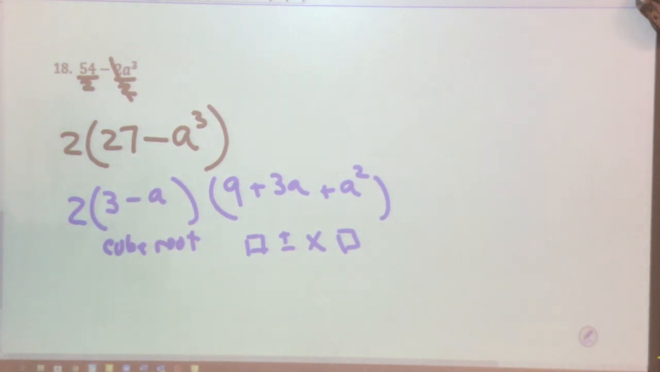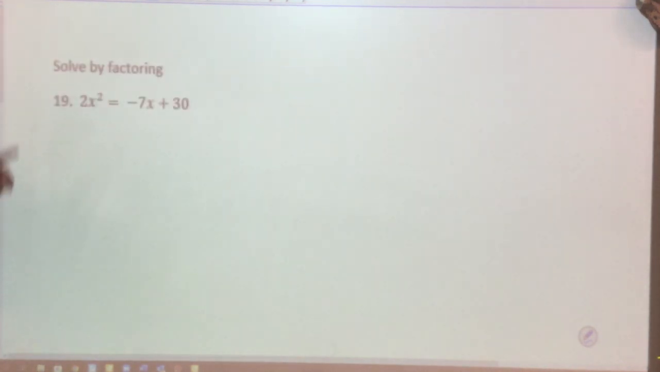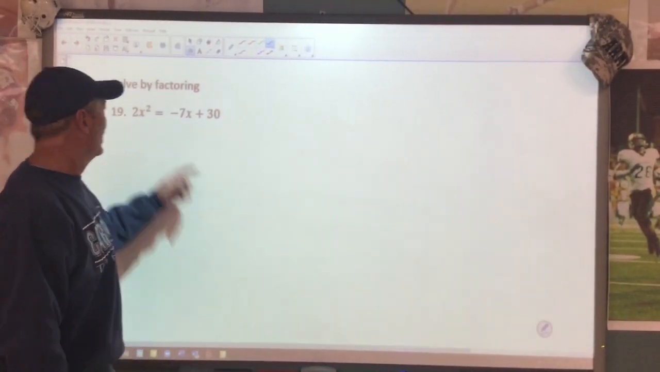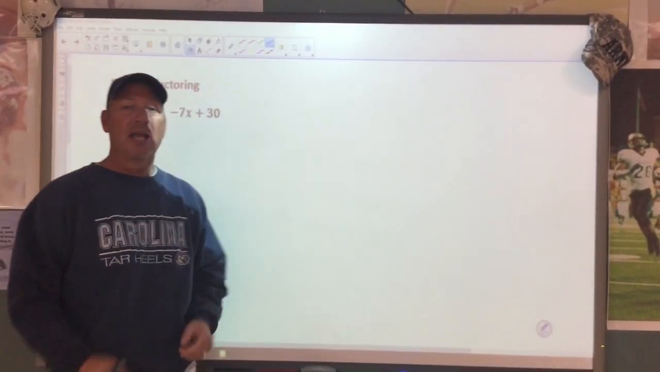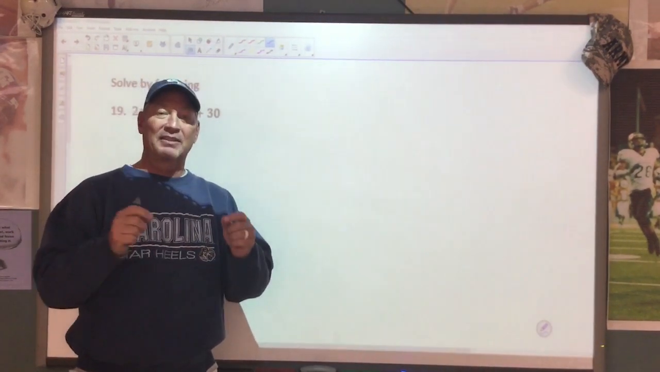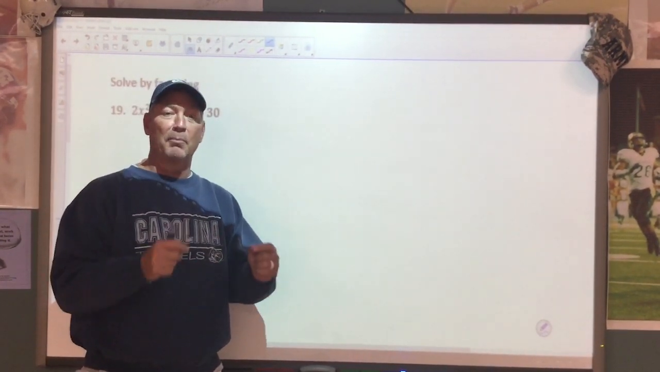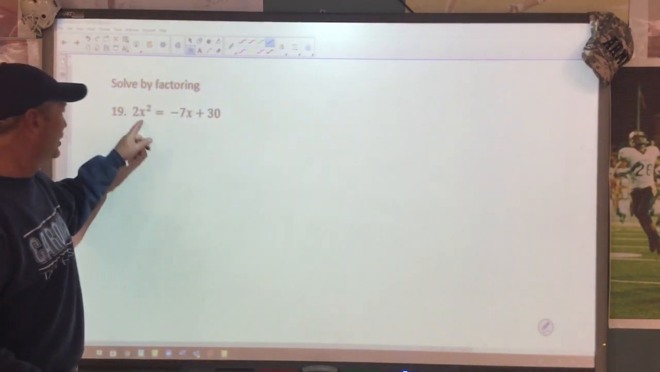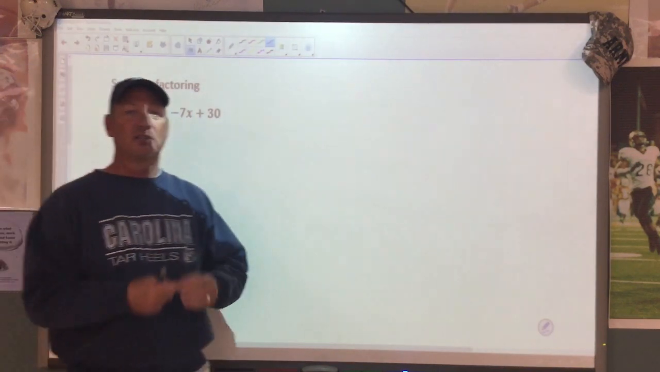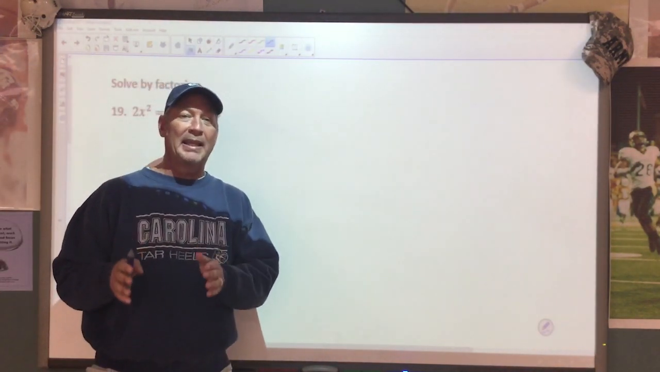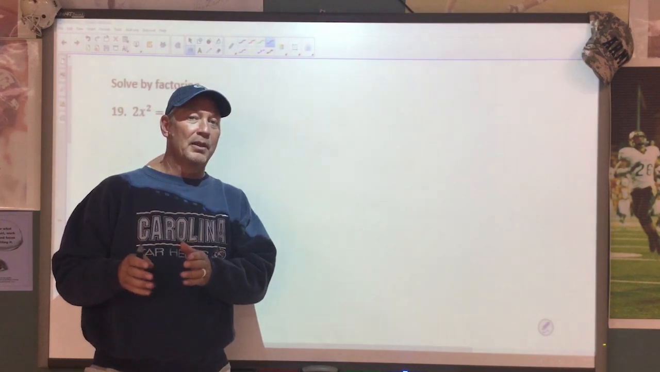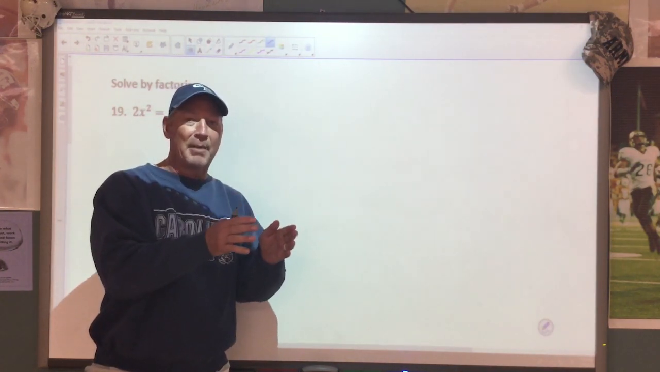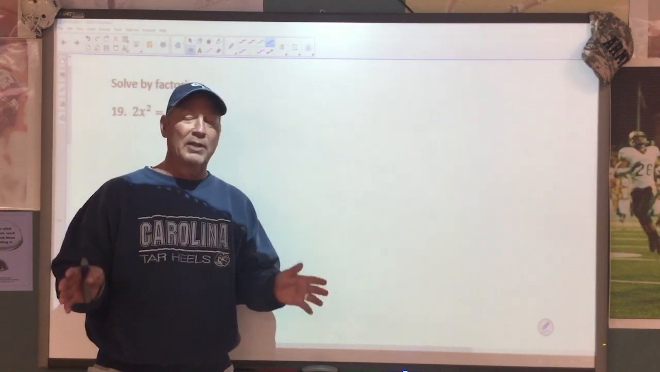All right, let's try one more. Solve by factoring. Remember, okay, look at what we got here. They're gonna ask us to solve by factoring. And remember what we said, if it's not equal to 0, we need to move some stuff to where it does equal 0. Now, don't be tempted to move the 2x squared because it's the easy way out. We wanna keep our a value, the 2, we want to keep that positive. So you don't want to move it to the other side and make it negative. It will make things way too hard for you.